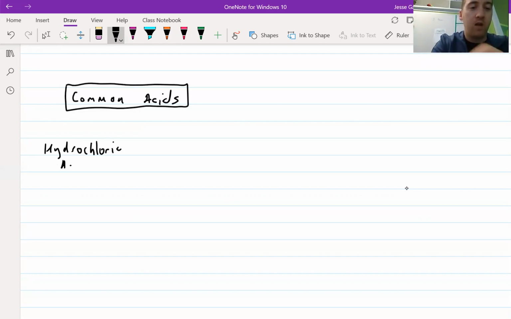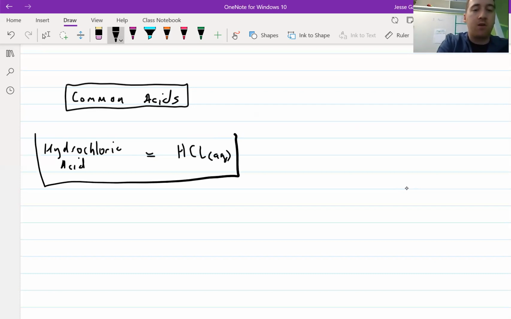hydrochloric acid. This is probably the most common one you ever hear of. It's the most common one we meet on our course. It's got the chemical formula HCl, so it's made of a hydrogen atom and a chlorine atom. And I'm going to put aq afterwards, and that means aqueous, which means it's dissolved in water. So hydrochloric acid is our most common laboratory acid, HCl.